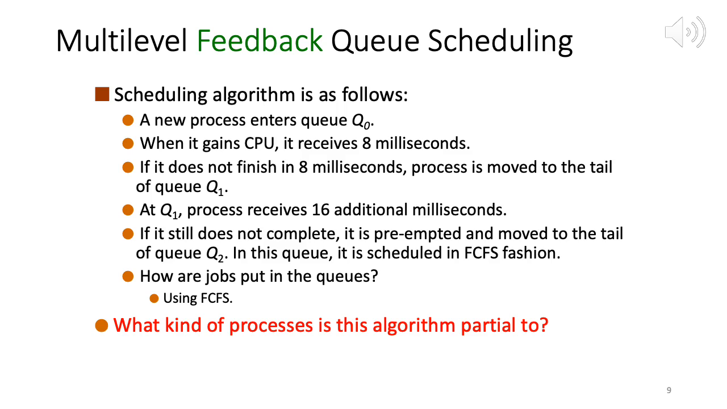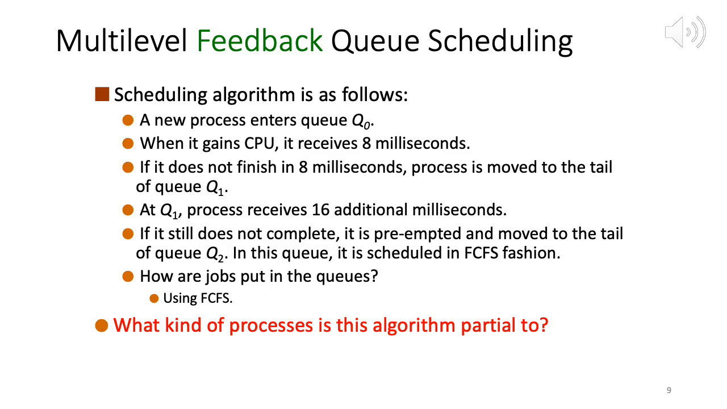So how are jobs put in queues? Using FCFS. Within each queue also it's FCFS, right? For Q0, let's say if 10 processes are ready, they all enter Q0 on a first come first serve basis. Likewise Q1, also first come first serve. Q2, of course, first come first serve. So here we are talking about how processes are inserted into the queue, in the order in which they become ready.